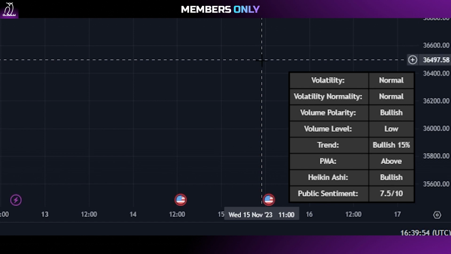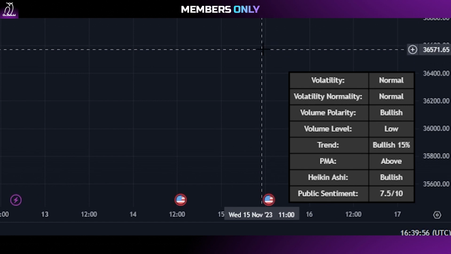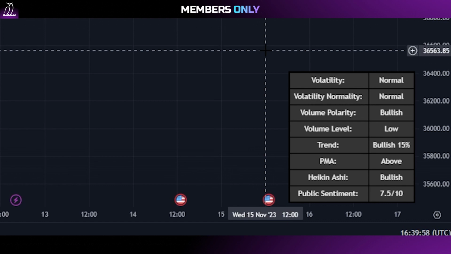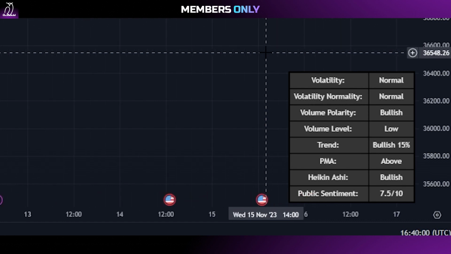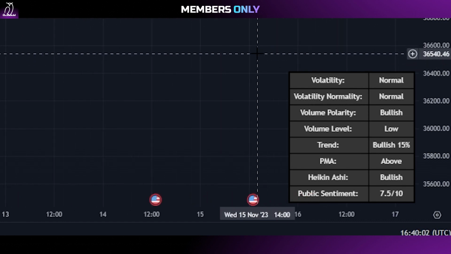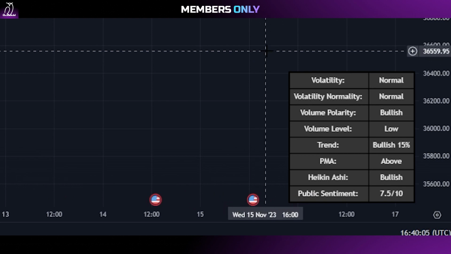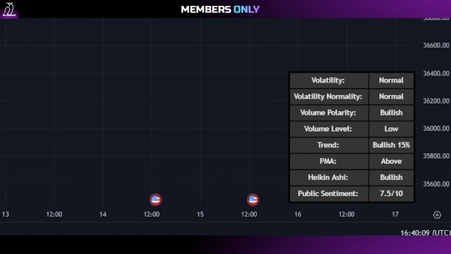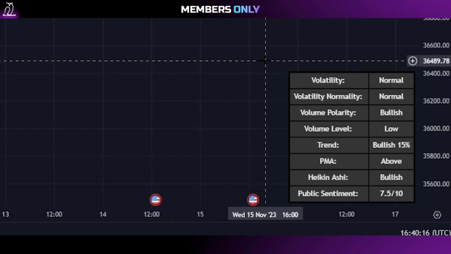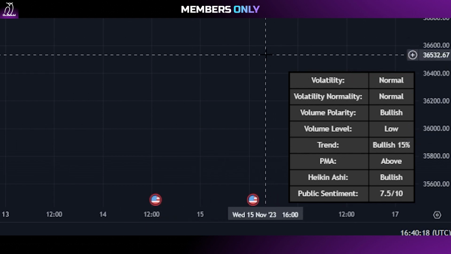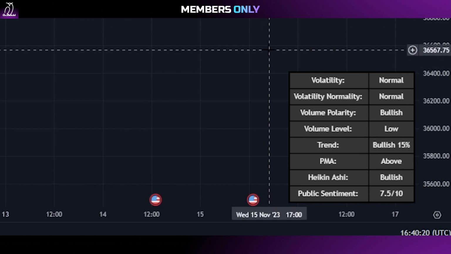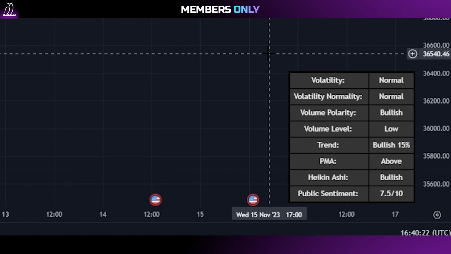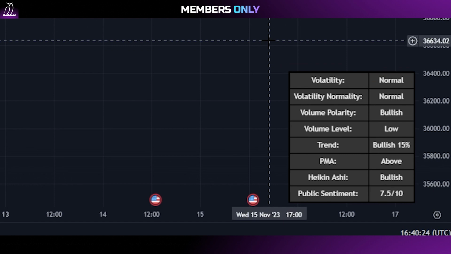Now, volume polarity is what we have next. This is simply going to give you bullish or bearish, and this is going to tell you if the volume polarity is leaning towards bearish or bullish. Then we have the volume level, which is ranked by low, normal, or high, and this is obviously being measured within this period, so keep that in mind, and the time frame that you're on. Then we have the trend ranking right there, which is going to give you a percentage and how bullish or bearish it is. So it's either going to say bearish or bullish.